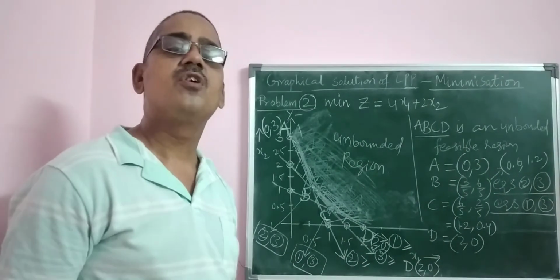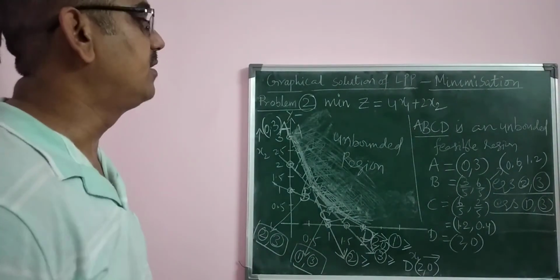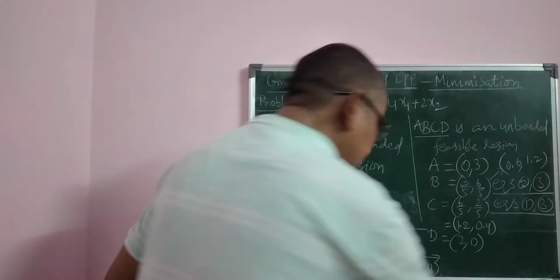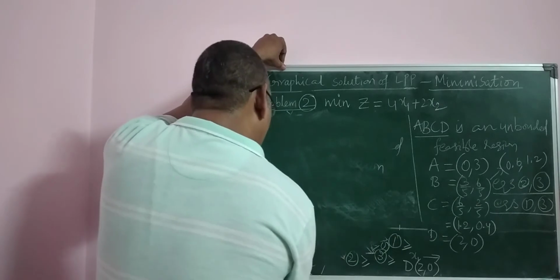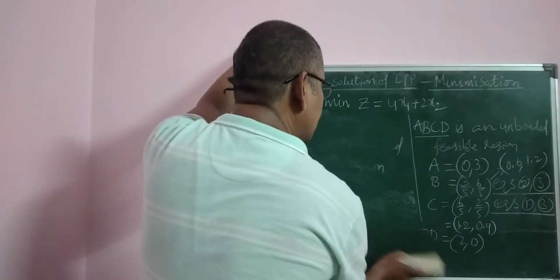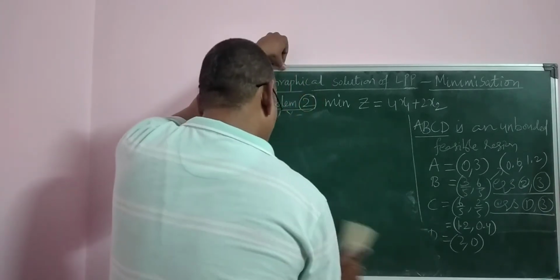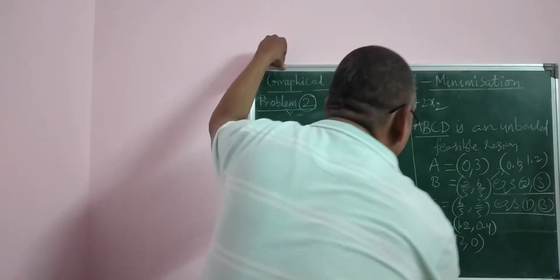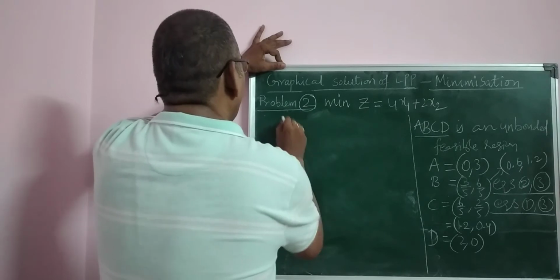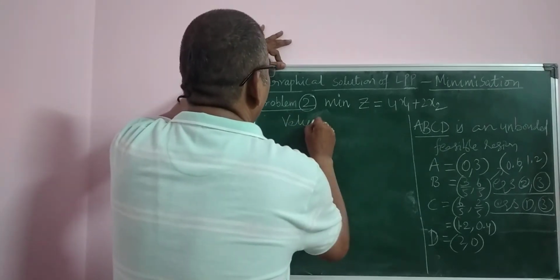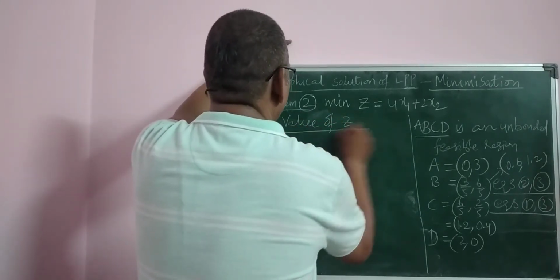Now it is required to calculate the value of Z. I will tell you the reason, please wait. You remember that it is an unbounded feasible region or common region. So now what we have to do is, at each and every corner point, follow a similar procedure and calculate the value of Z.